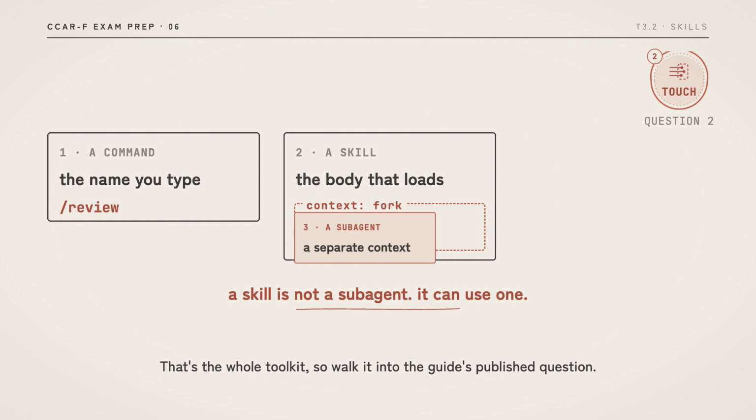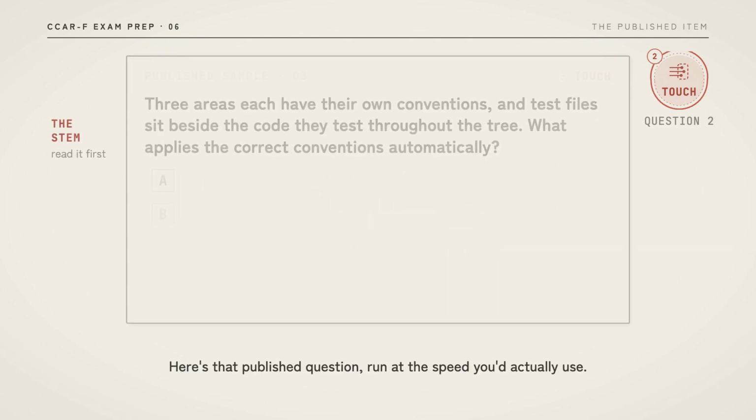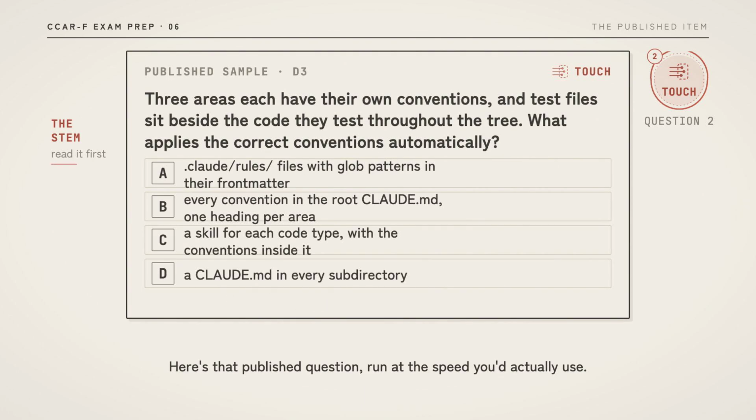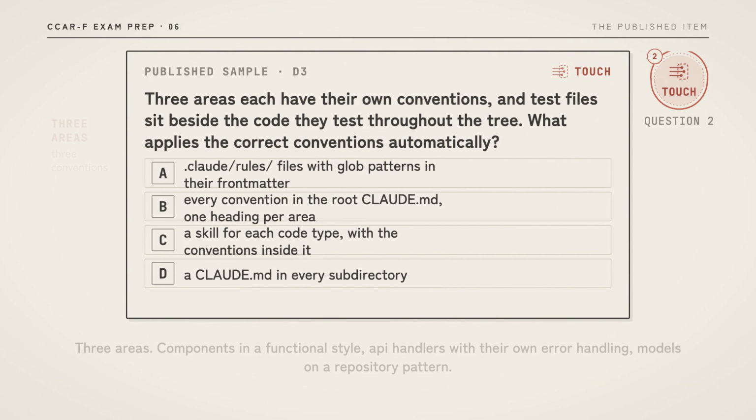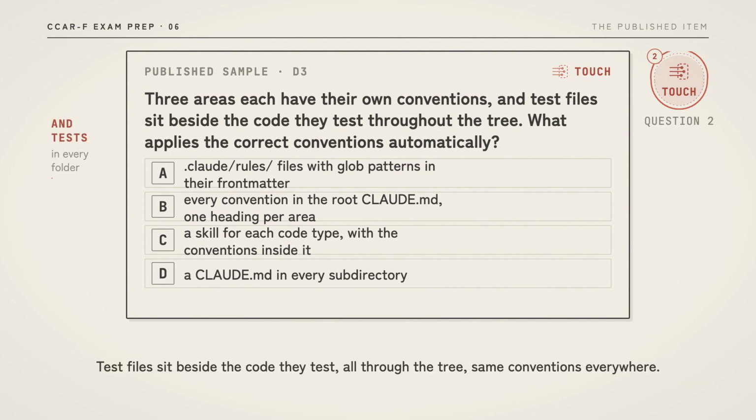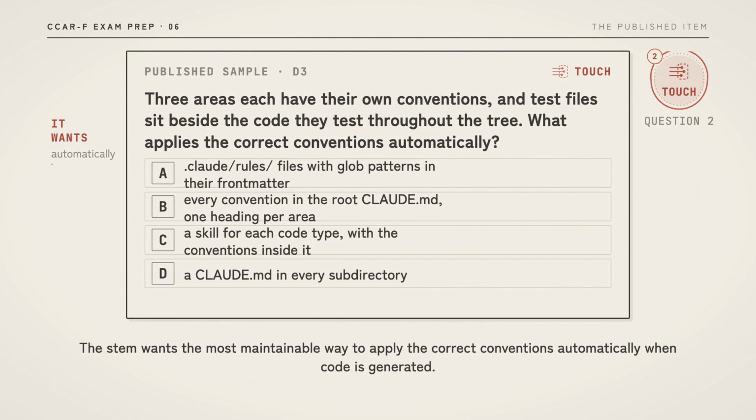That's the whole toolkit. So walk it into the guide's published question. Here is that published question, run at the speed you'd actually use. Three areas: components in a functional style, API handlers with their own error handling models, and a repository pattern. Test files sit beside the code they test, all through the tree, same conventions everywhere. The stem wants the most maintainable way to apply the correct conventions automatically when code is generated.